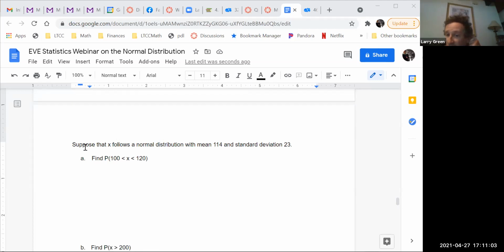Okay, so now this example is the following. Suppose that X follows a normal distribution with mean 114 and standard deviation 23. Okay, why do you think I used X and not Z? Why did I change the letter on you?